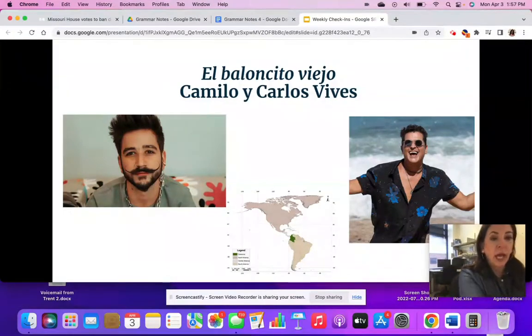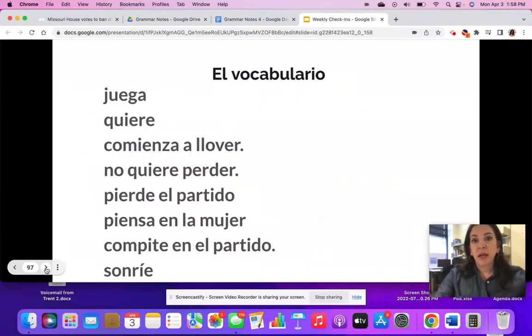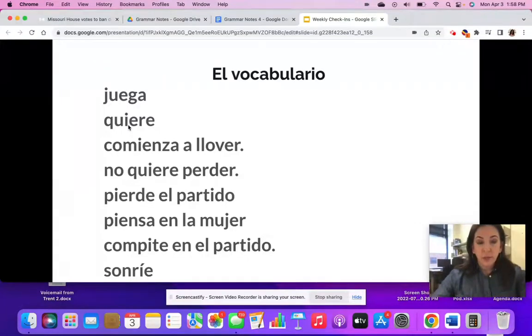So El baloncito is like a ball, like a little ball, okay? And then viejo, you know what viejo means. So vamos a comenzar con la historia. So these are some of the vocabulario that you will hear in the story that I'm going to tell. So juega, you'll notice a lot of these stem changing verbs. See, to play, like to play a sport. Quiere, that's a new one. Quiere, to want. Comienza a llover. Comienza a llover. It begins to rain.